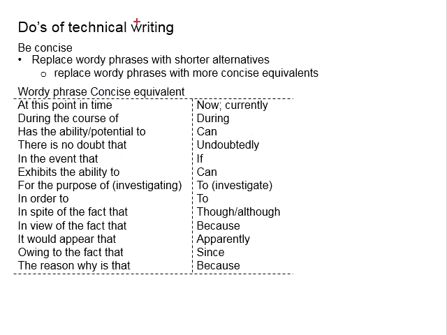The next point about conciseness is to replace wordy phrases with shorter alternatives. The fundamental of conciseness is, if you can construct a sentence with 5 words, you should not go for 10 words, as it adds no value to the information to be delivered to the reader.